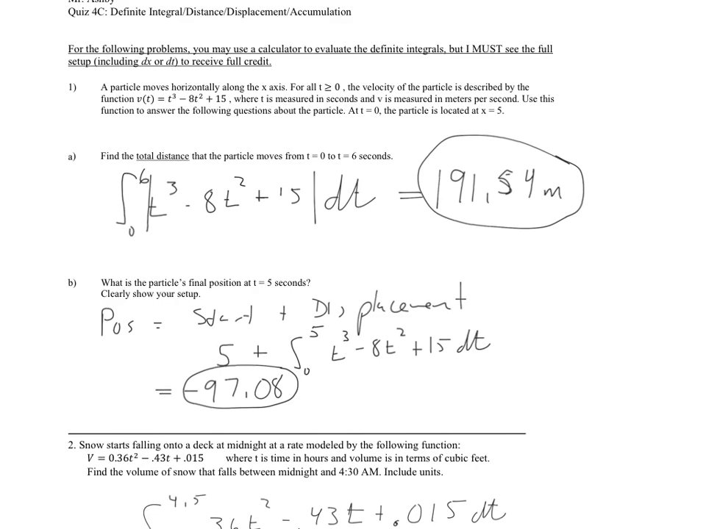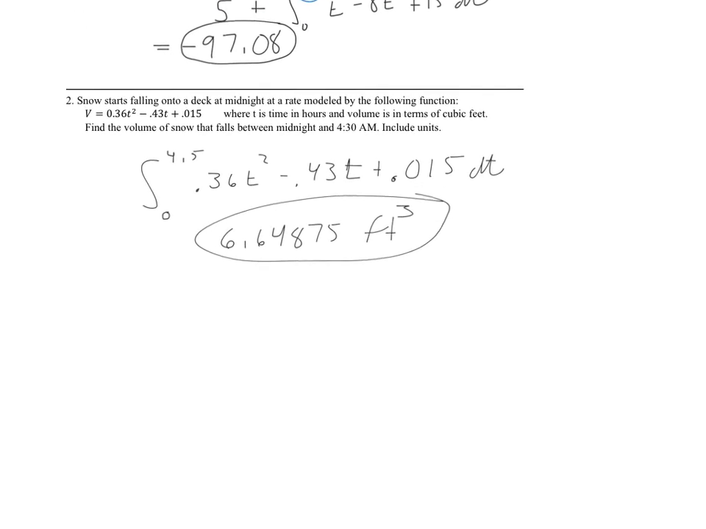For part B, it says, what's the final position at t equals 5 seconds? Well, if we want to show our setup, the final position is going to be where did it start plus how much was it displaced. It says up here that at time equals 0, the particle is located at 5. So it started at x equals 5 plus the integral from 0 to 5 seconds of our function dt. We don't use the absolute value this time because we're doing displacement. All right, we find the final position is negative 97.08.